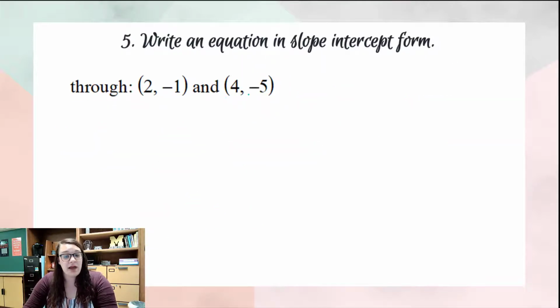On number 5, we've got 2 points, and notice that neither of them have a y-intercept.